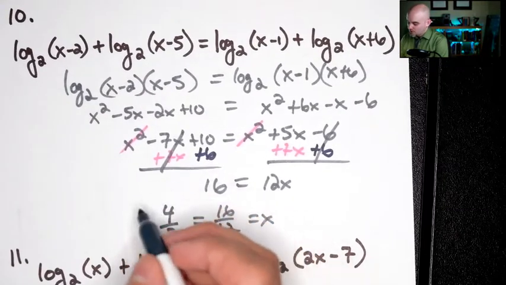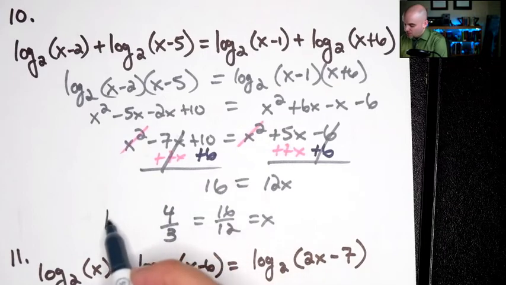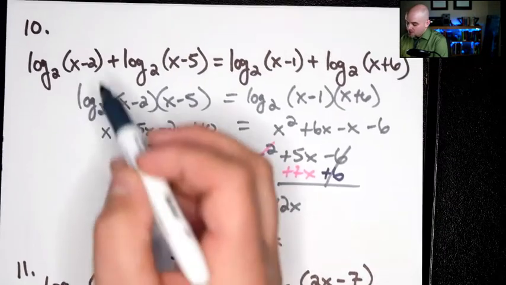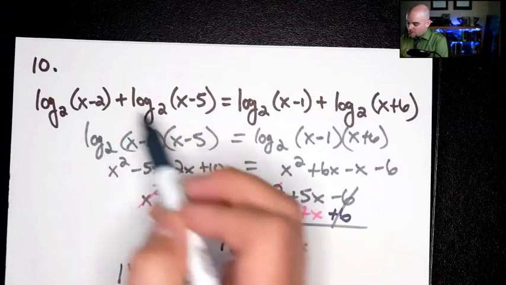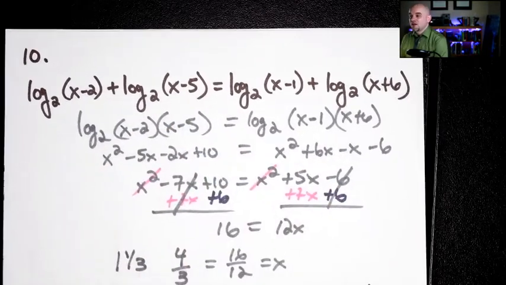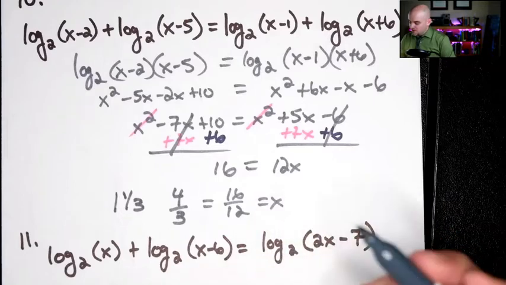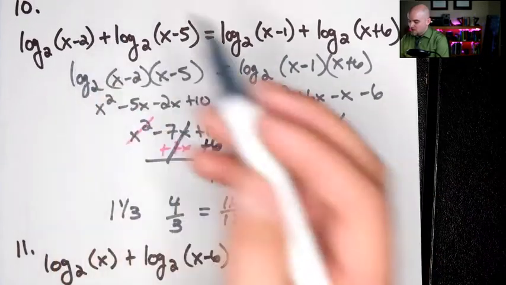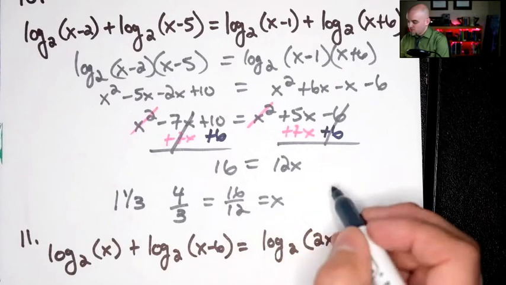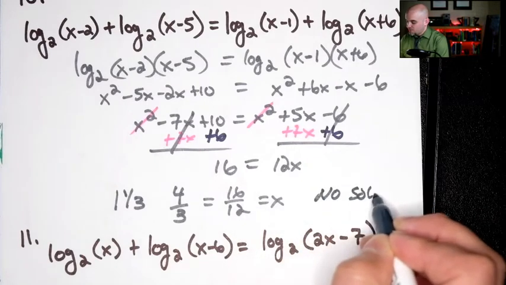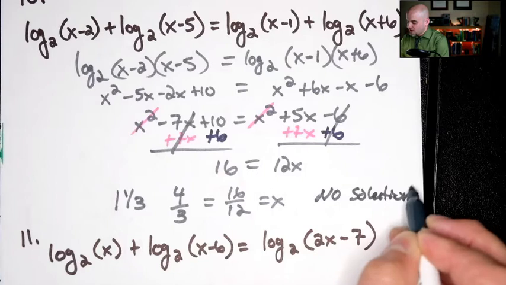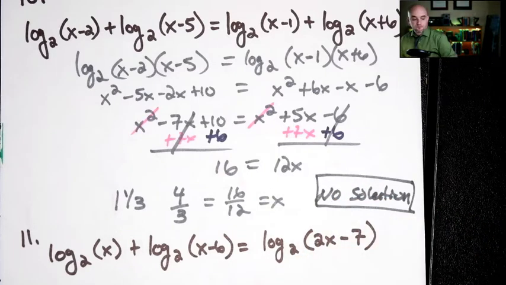4 over 3 is the same thing as 1 and a third. So 1 and a third minus 2 is going to give me a negative number. So that's going to give me an issue with this. And I don't even have to check the rest. I got one that was an issue, so it's no solution. Watch out for those. Make sure you're going back in and checking those.